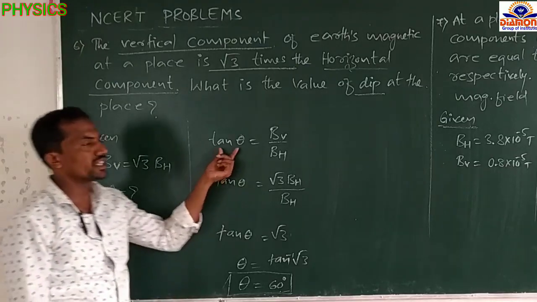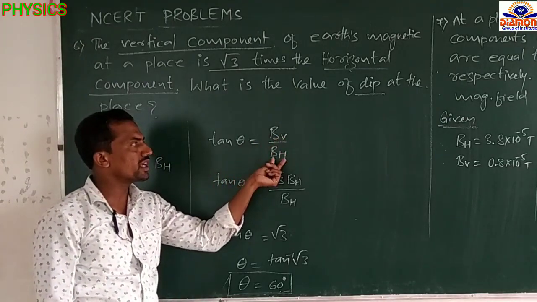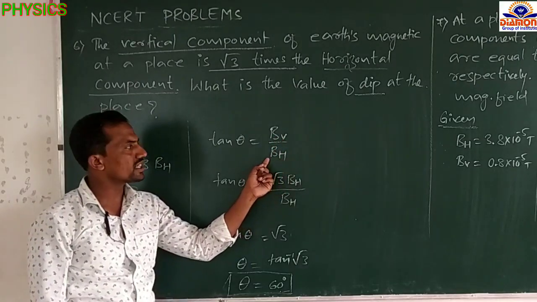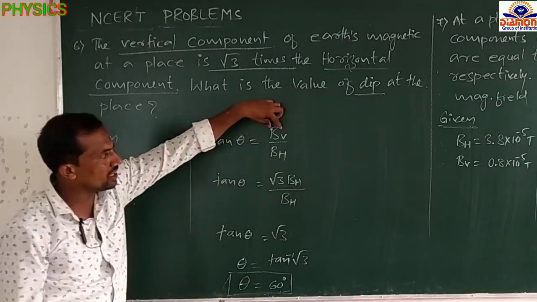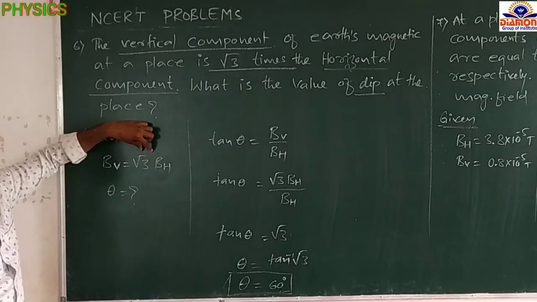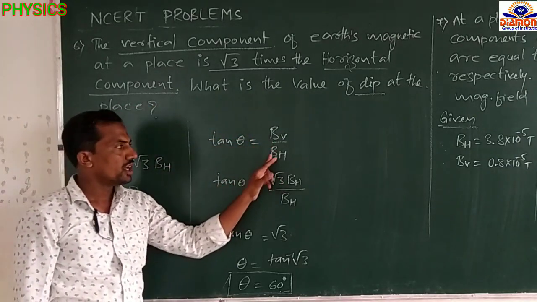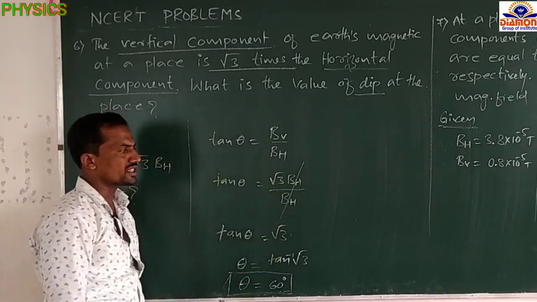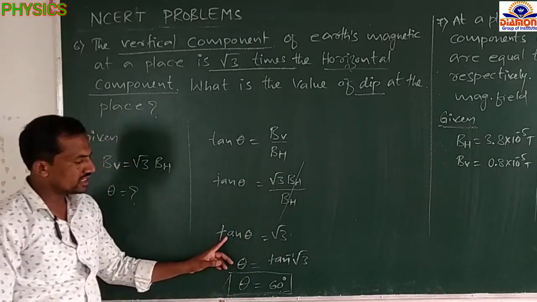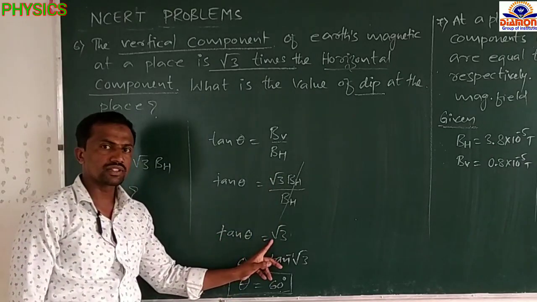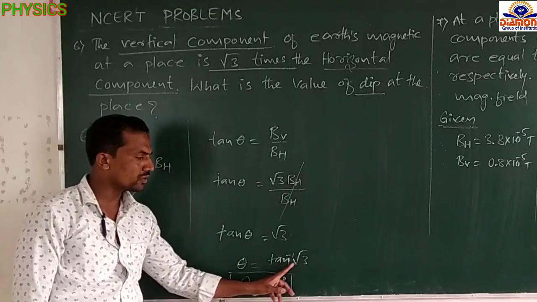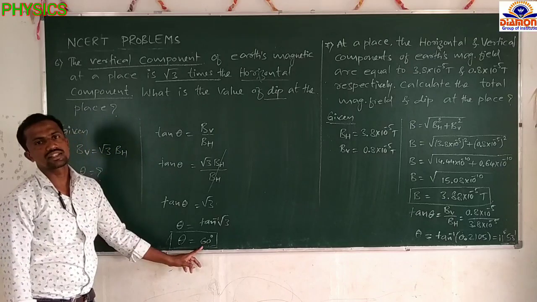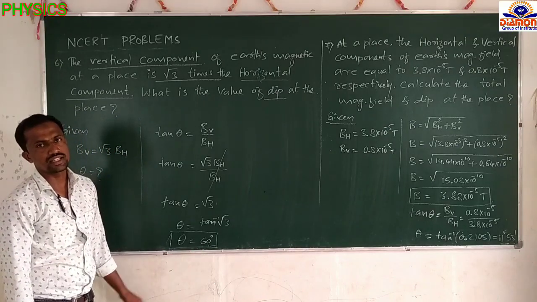Dip: tan theta equals BV by BH, the magnetic field on the vertical side by the magnetic field on the horizontal side. In place of BV, we write root 3 BH. The horizontal component BH is the same, so BH gets cancelled. Then root 3, and taking tan to the other side, theta equals tan inverse of root 3. Tan inverse of root 3 means theta equals 60 degrees. The angle is 60 degrees.